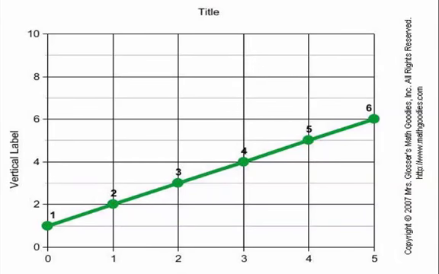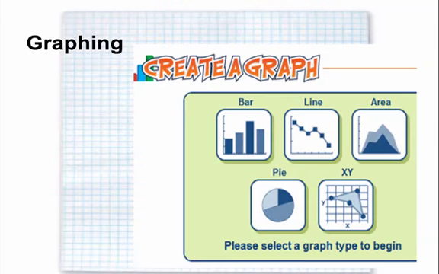So here's a sample. You've got a label across the bottom, a label across the side. We have 0, 1, 2, 3, 4, 5. We have 0, 2, 4, 6, 8, 10. We can see that everything's spaced out. There's a title and everything is well organized for that graph.